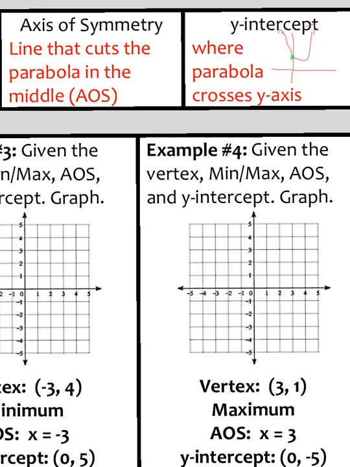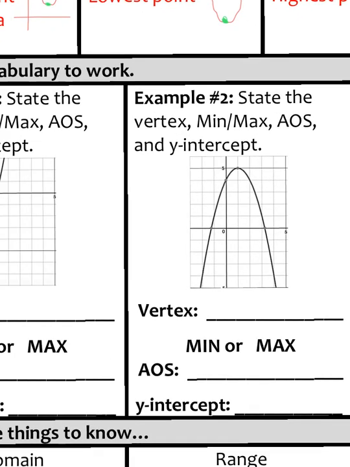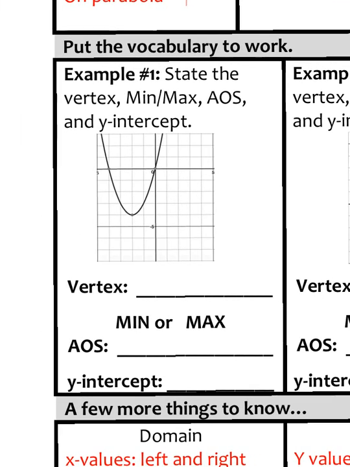Going through to example 1. So we need to state the vertex, find if it's a min or max, state the axis of symmetry, and then also the y-intercept. So again, remember, the vertex is this point right here. So we use our coordinates. Since we go left 2 to get there, it's -2. And when we went down 4, -2, -4 would be our vertex. Now, since it's a U, we circle minimum.